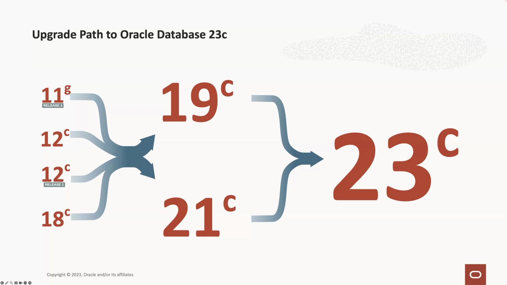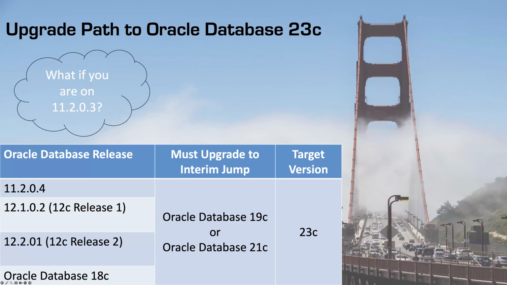So another example would be, what if I'm on 11.2.0.3? Well, first you're going to have to go to 11.2.0.4 with additional PSUs on the 11.2.0.4, then jump to 19C, and then jump to 23C.